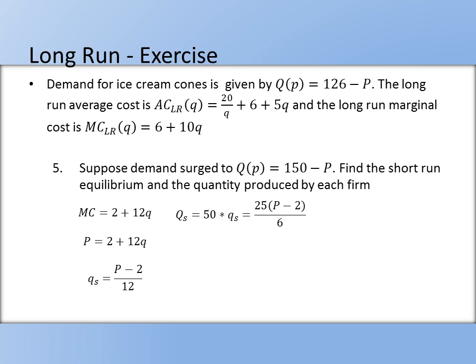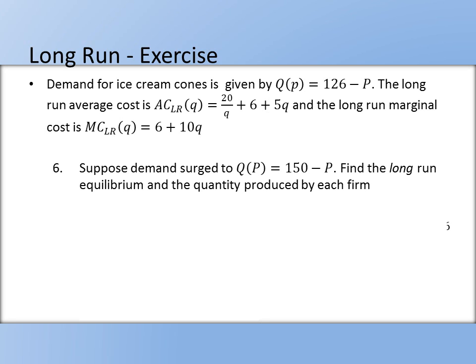Market supply is given by the number of sellers times individual supply. In the previous long-run equilibrium, we have 50 sellers. So multiplied by the individual supply, we have 25 times (P minus 2) over 6. Market equilibrium is determined by demand equals supply. So you have 150 minus P equals 25 times (P minus 2) over 6. Solving gives us price equals $30.64 and quantity equals 119.36. Notice that both the price and quantity have gone up from before. This is not surprising because demand is now higher.